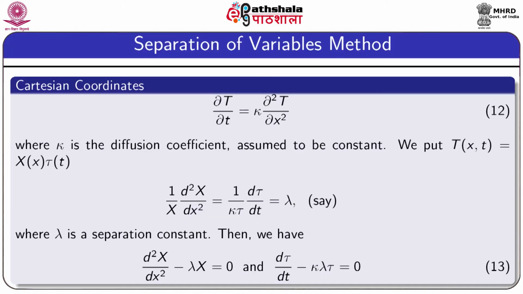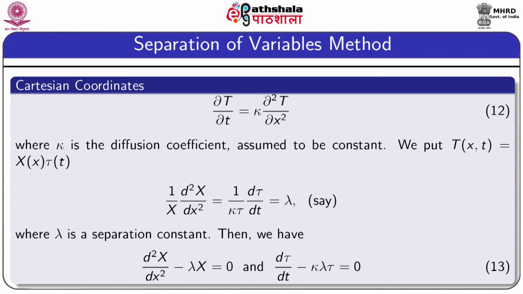The one-dimensional heat equation in Cartesian coordinates can be written in this form, given in equation number 13. Here we are again using the method of separation of variables. So, T is assumed as the product of capital X and tau, where capital X and tau are functions of x and t respectively. Substituting the expression for capital T in equation 13, we obtain 1 by X d2X dx square equals 1 by kappa tau d tau dt. In this way we are separating the variables x and t.